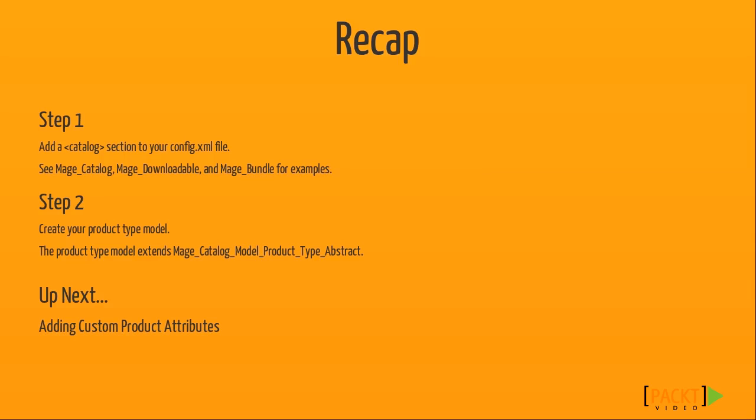To recap, we followed two steps to set up our custom product type. We first had to add the catalog section to our config.xml file, and we looked at examples in the Mage catalog and Mage downloadable modules. Then we had to create what's called a product type model, and this model needs to extend from the Mage catalog model product type abstract class. Coming up next, I'm going to show you how you can add custom product attributes to your product type, so stay tuned.